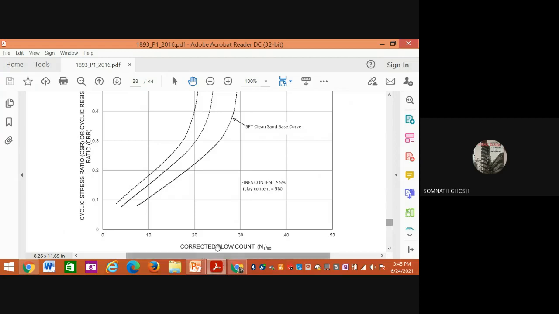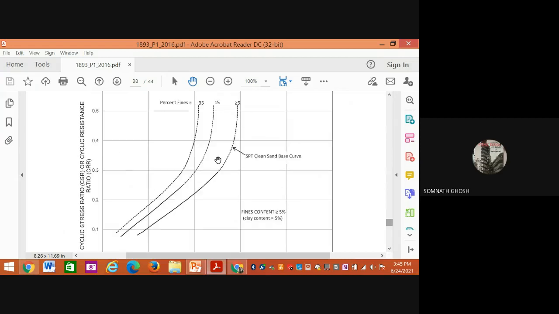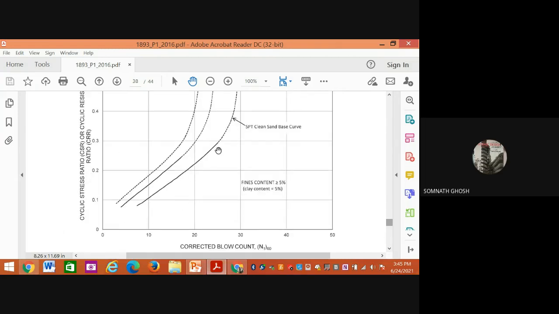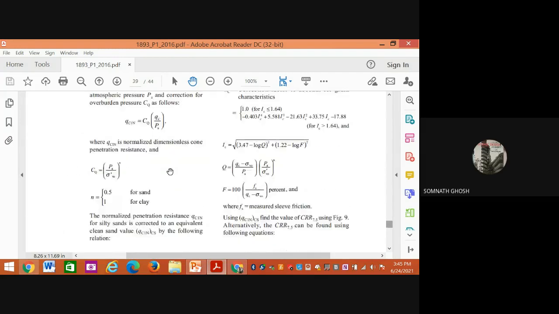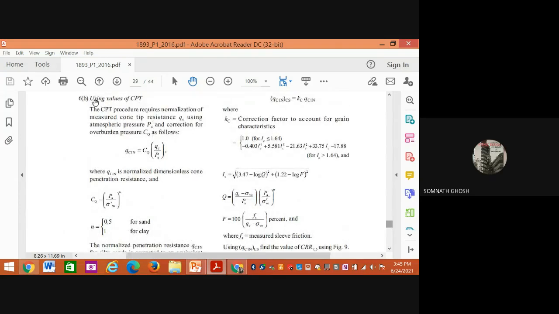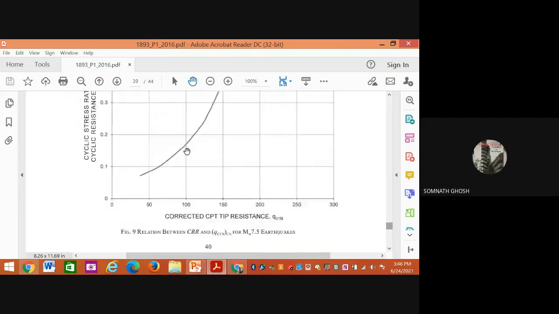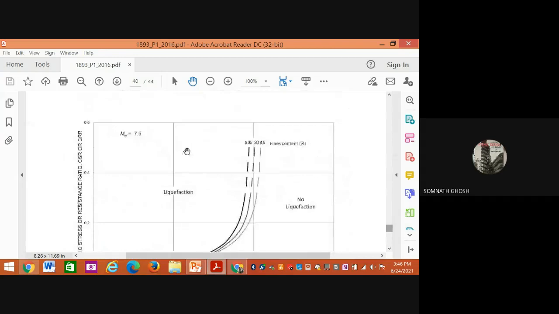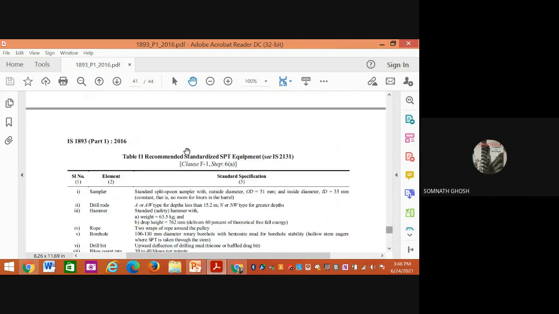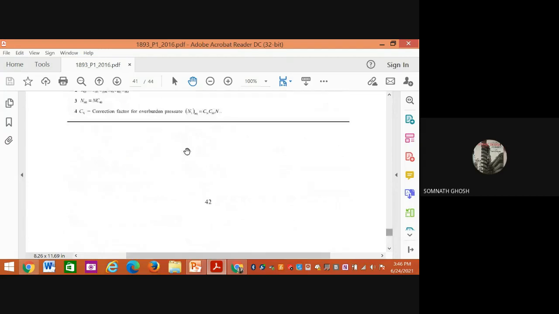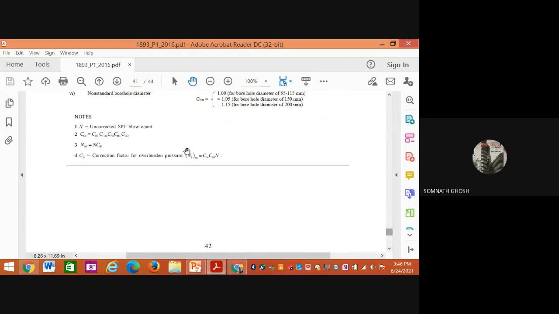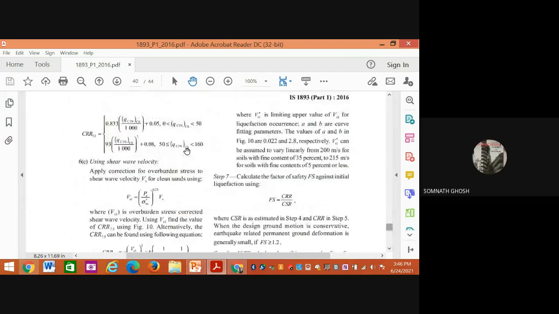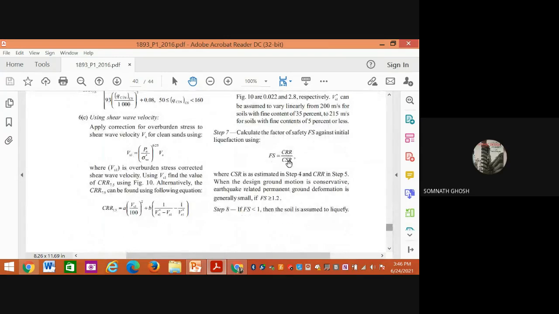I've shown you this corrected blow count and all. You have to consider these graphs also, and use them to get this kind of ratio. So that is 6B using the CPT value, which I am not showing now. And after that, ultimately you will get the factor of safety, from this CRR and CSR.